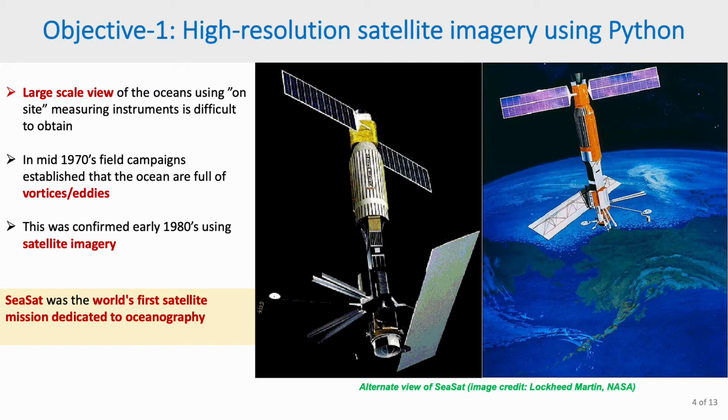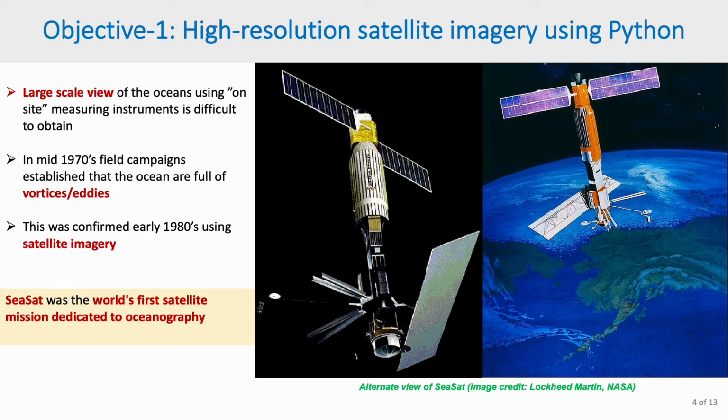To begin with the first part of the study, I want to tell a brief history of satellite imagery. Before the 1970s, it was very difficult to observe the ocean using ships and other measuring instruments. At the time, scientists could not obtain large-scale images. In order to view everything on a single image, satellite observation was necessary, and this was achieved in the early 1980s.